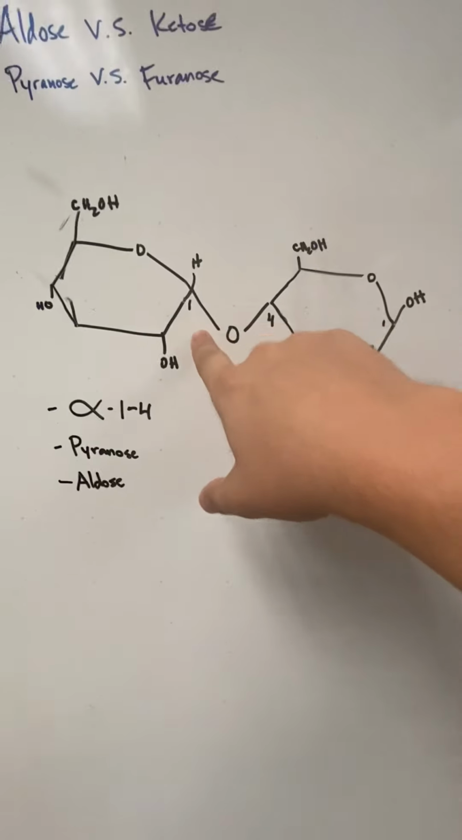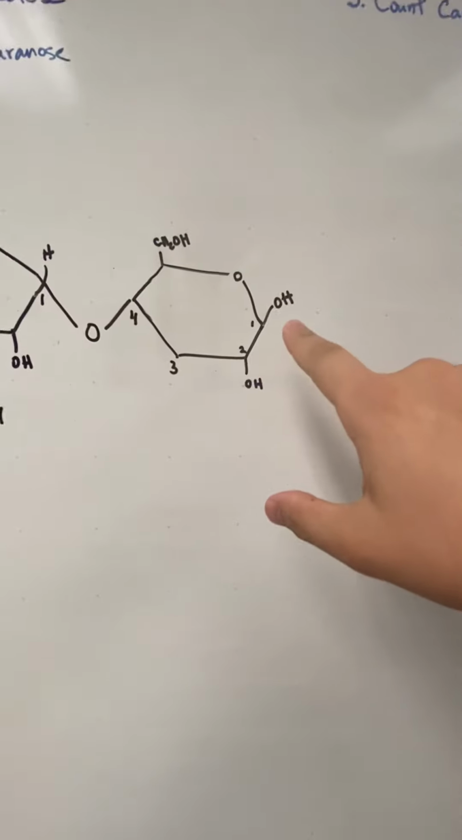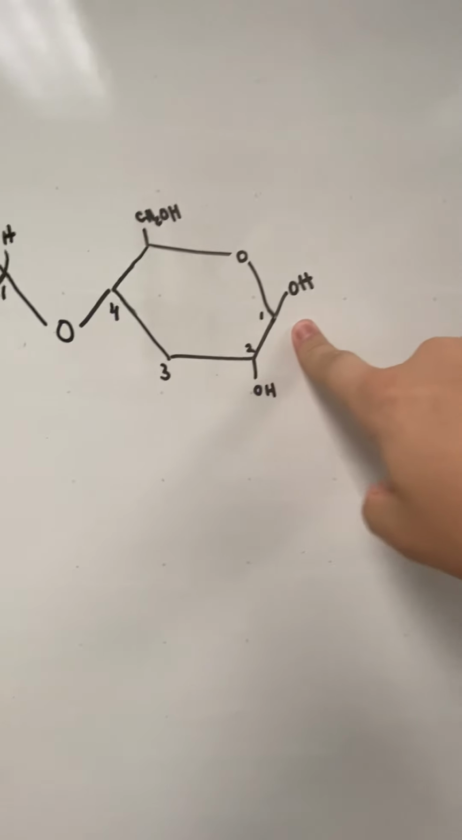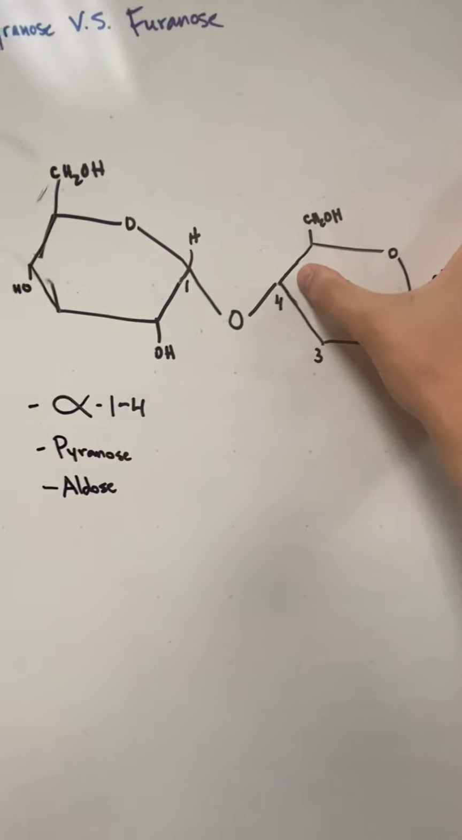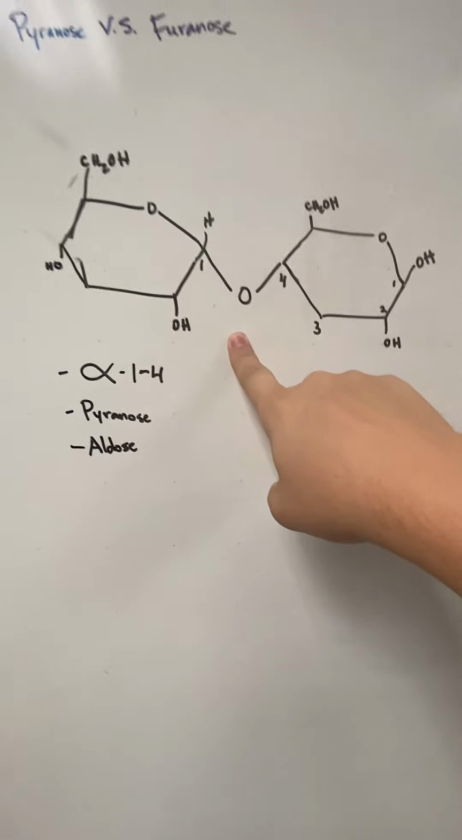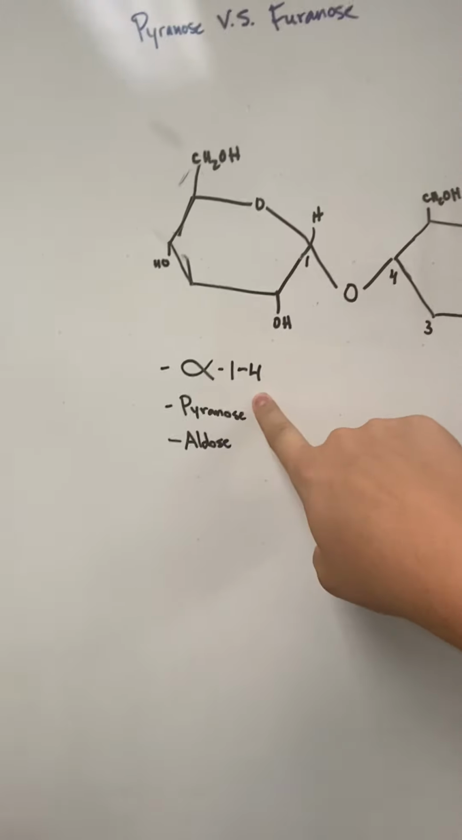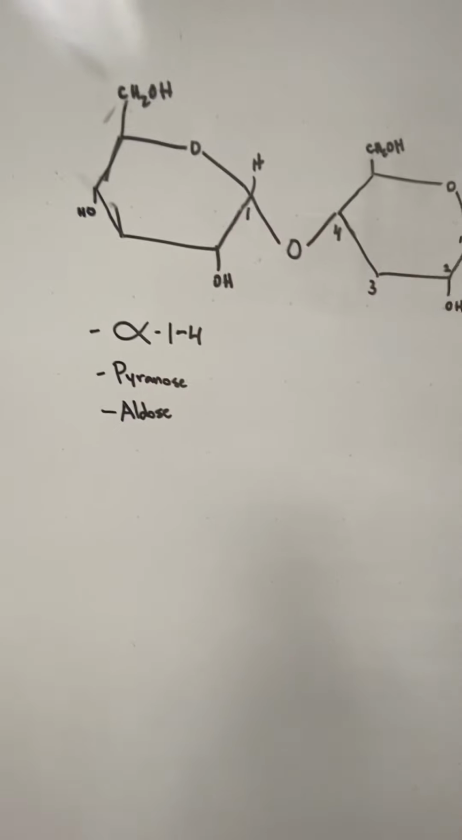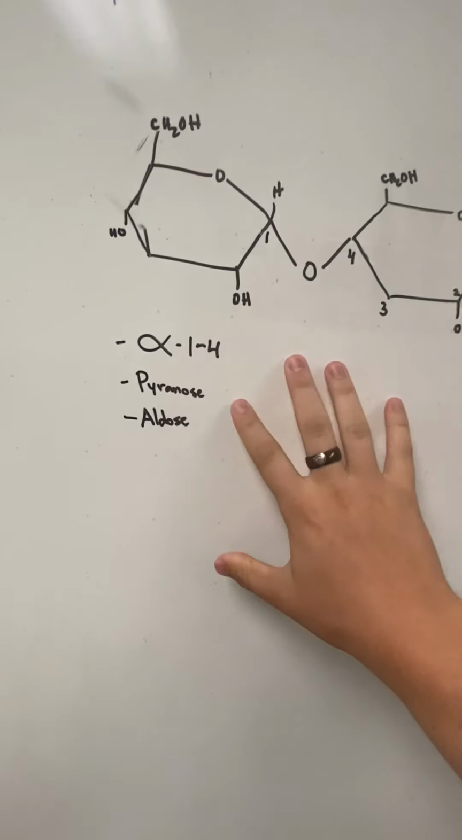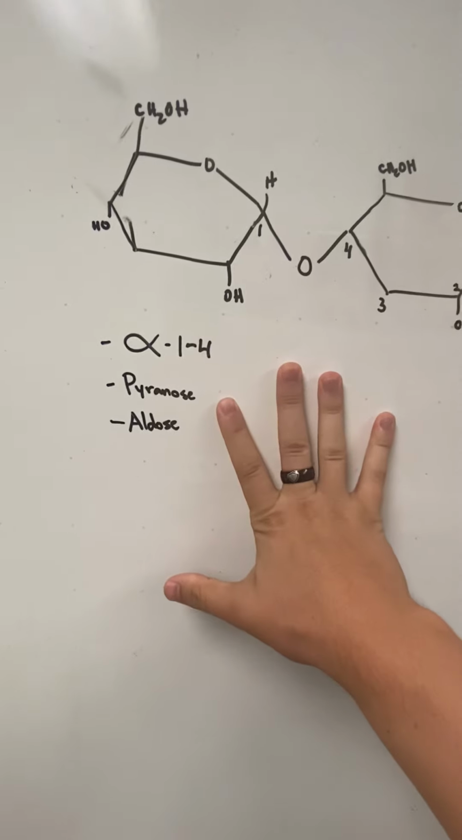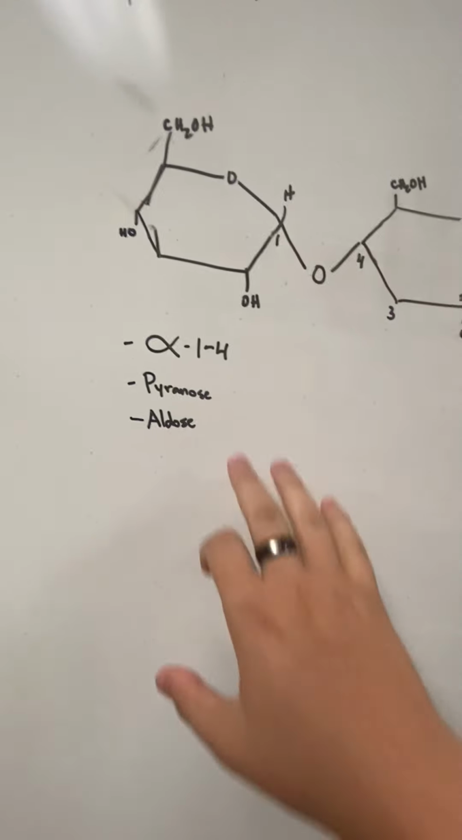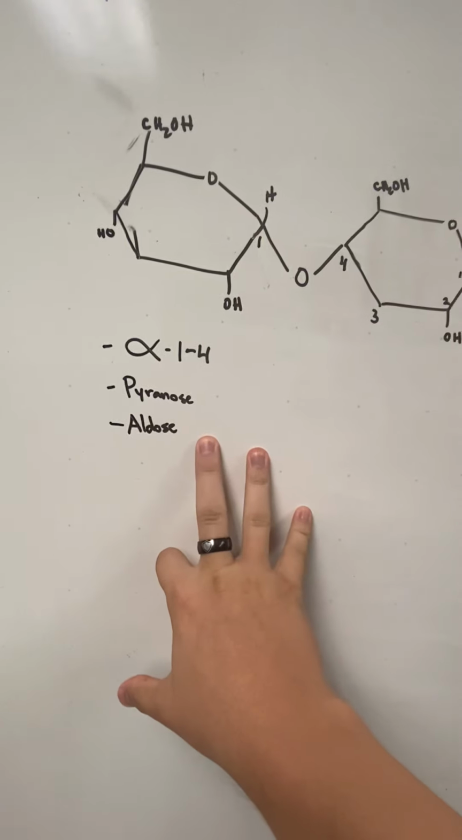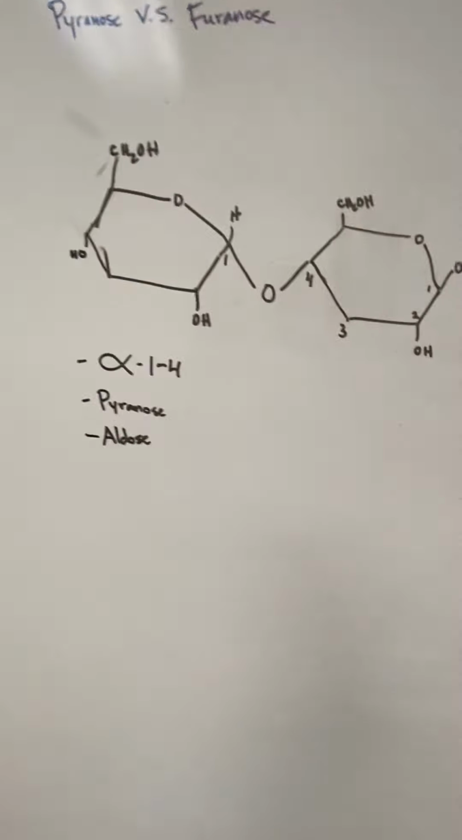Then you count the carbons, just like I had. So we have 1 here. So then we find the anomeric carbon on the other side and we count. So it'd be 1, 2, 3, and 4, and 4 connects that linkage together. So it's going to be an alpha 1, 4. Pyranose means that is a 6-ring carbon, and then aldose means that it comes from an aldehyde. And I'll talk about these in a second.